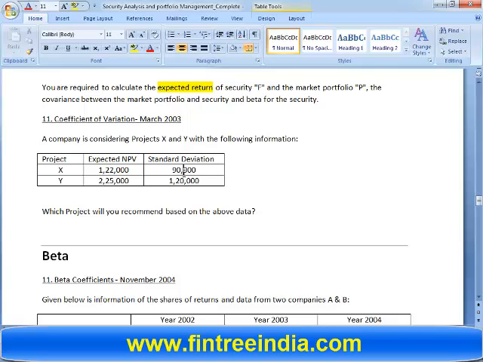So say, question number 11, solution. The projects can be ranked based on coefficient of variation measure, which can be calculated as standard deviation divided by mean.